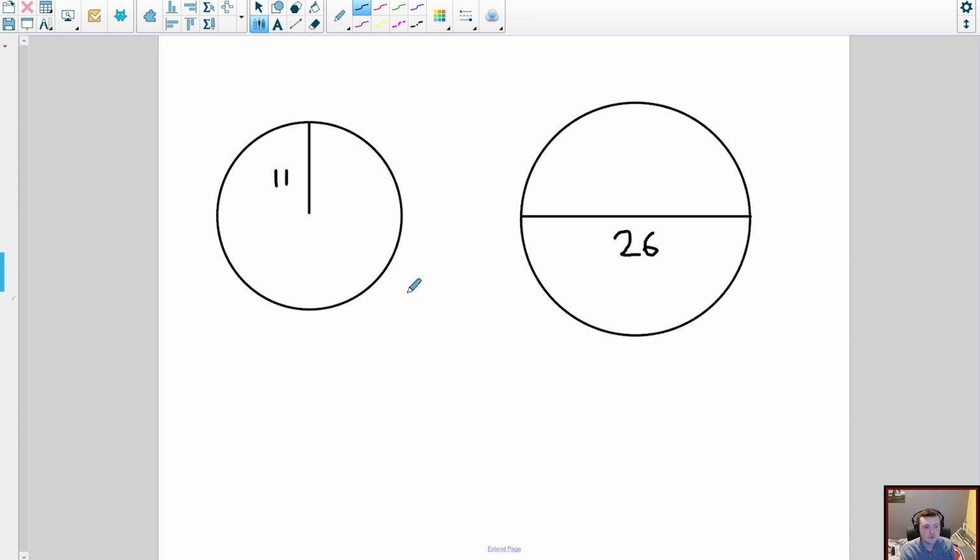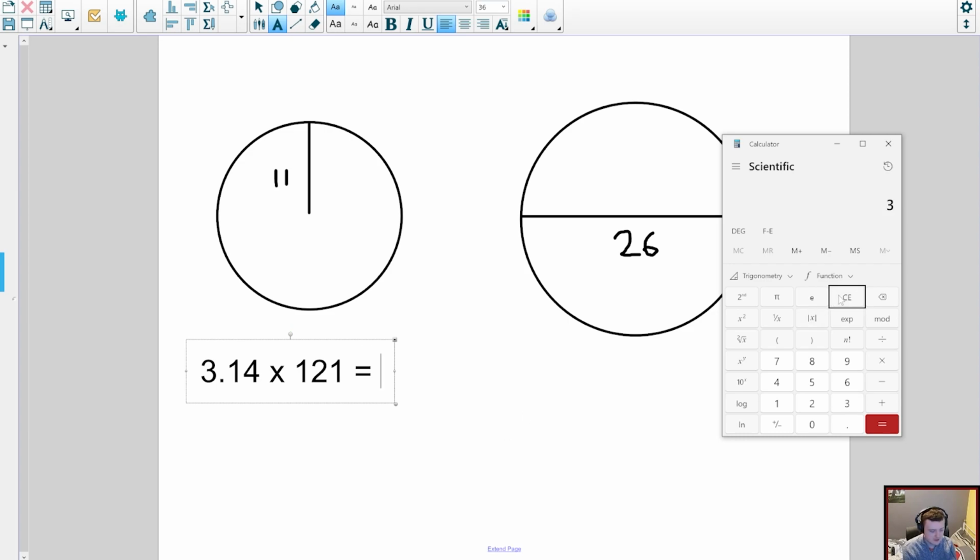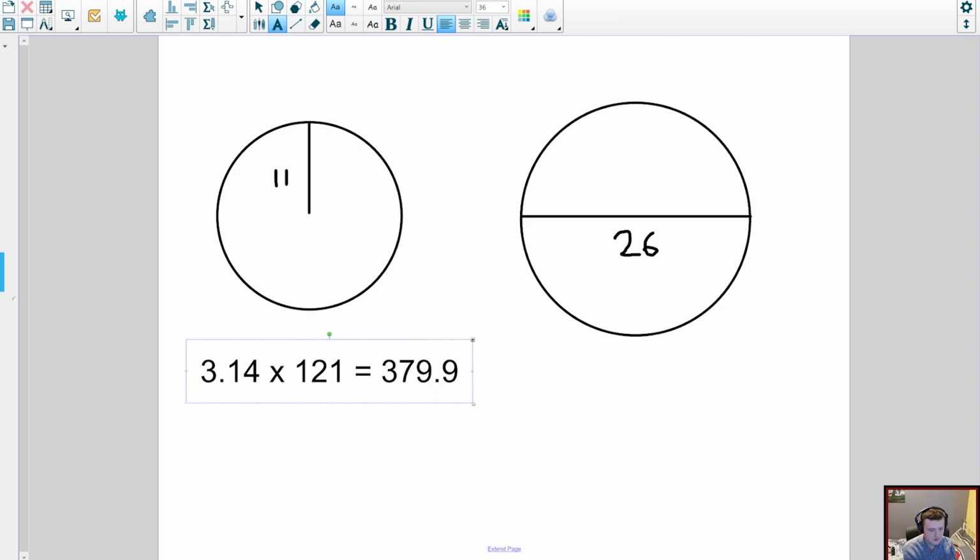Okay, so we know that pi is always 3.14 for our purposes. So we've got 3.14 times 11 squared. Now, what is 11 times 11? At level 2, you're expected to know 1 times 1 up to 12 times 12 times tables. So 11 times 11 is 121. So 3.14 times 121 is going to be 379.94. And that's going to be centimeters squared again, like that.